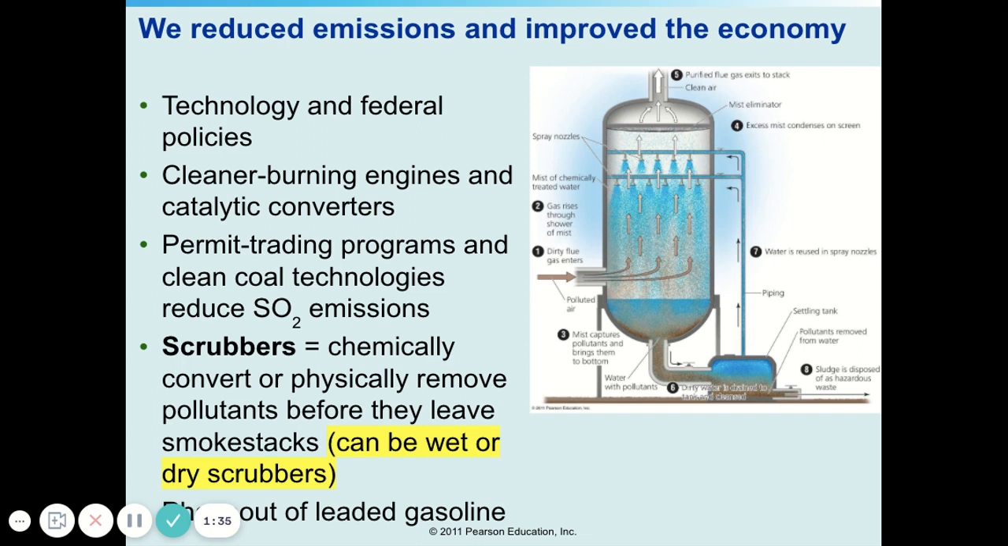Scrubbers are devices used to filter out air from industry before it's released. They can be wet or dry scrubbers, and take a close look at the diagram of this wet scrubber. The dirty air is injected into the scrubber, a fine mist sprays and knocks down the pollutants, and then they're trapped in the water. Those pollutants are taken away to hazardous waste disposal, and the cleaned air rises and is released, and the water is recirculated through the system.